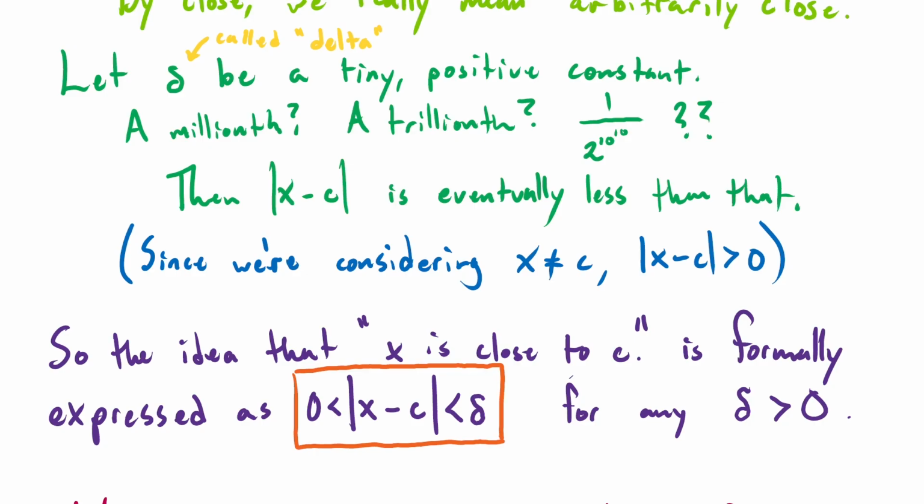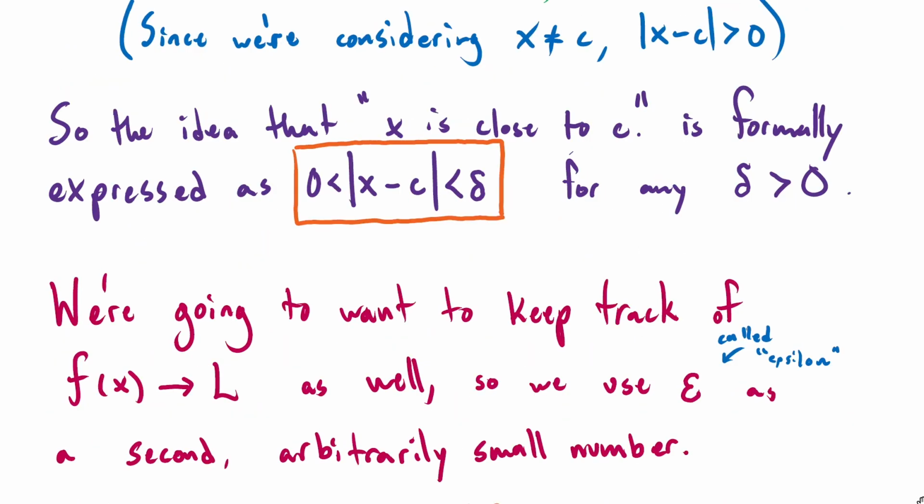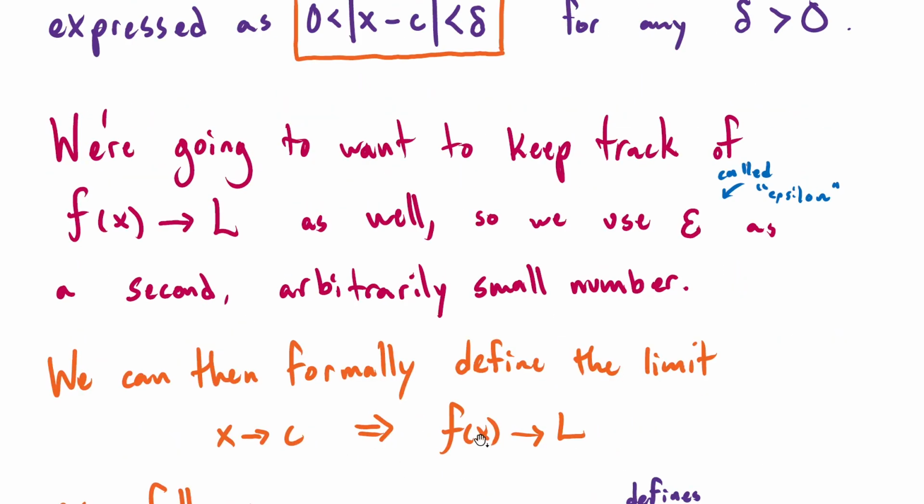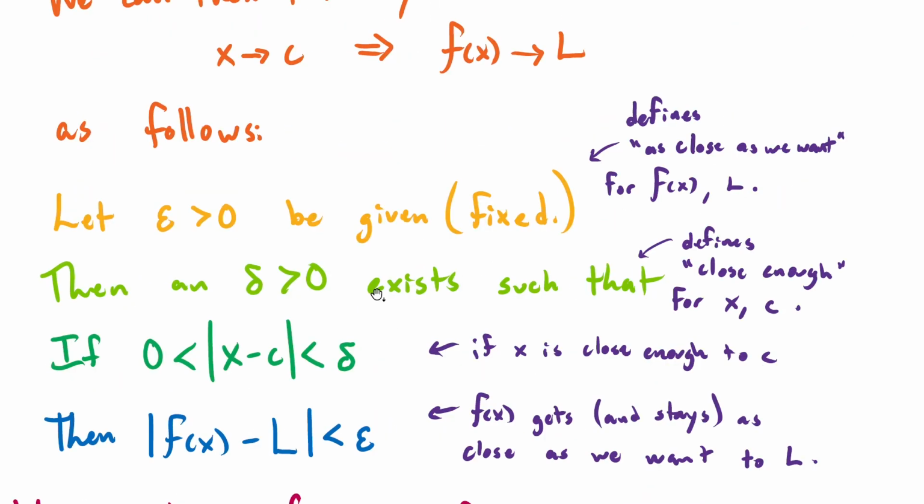This is what we mean by arbitrarily close to c. Now, we're also going to have to keep track of the second approach, that is to say, as f of x approaches L. So we're going to use a tiny number here, which we'll call epsilon. That's this little other Greek letter right here, and it's also some arbitrarily small number. Then we can use our arrow definitions of the limit to really give a good, firm, unambiguous definition about what limits mean. Here it is in its pieces.